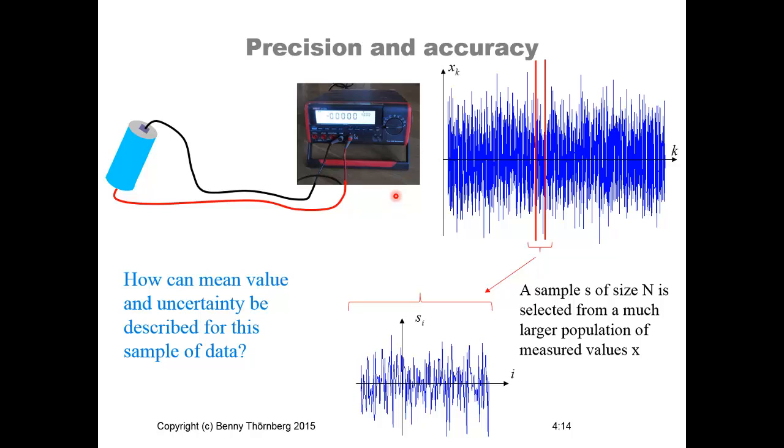So we are taking one sample out of this larger population, and here is the n-sized sample that we refer to as si, where i is the index of the measured value within this sample. And how can we now specify the uncertainty of this sample of data? That is the question.